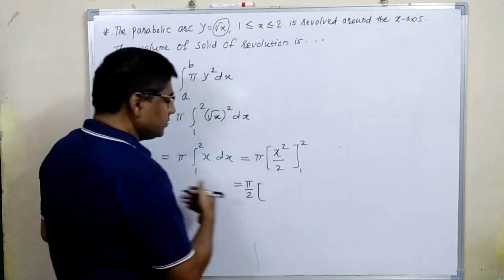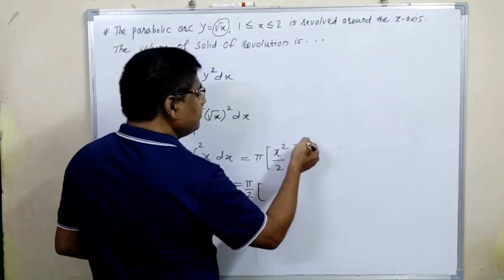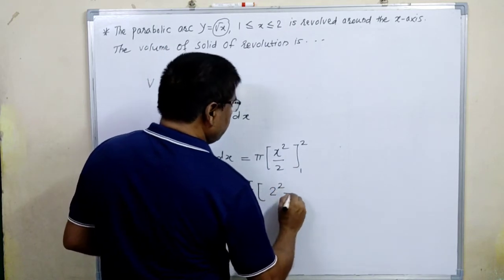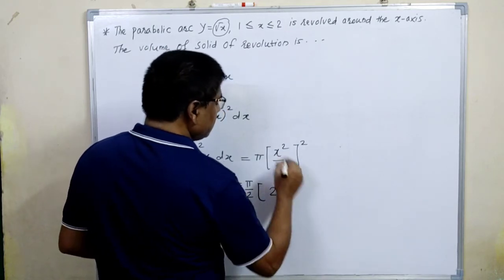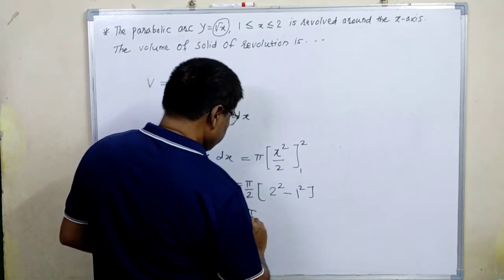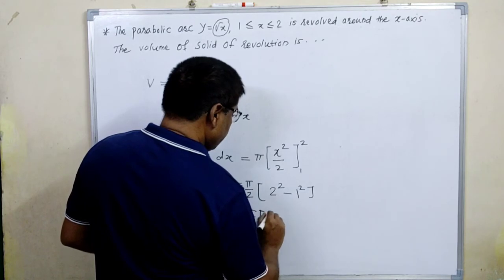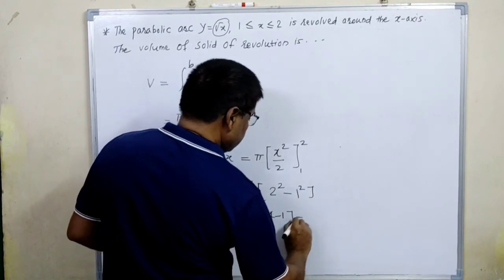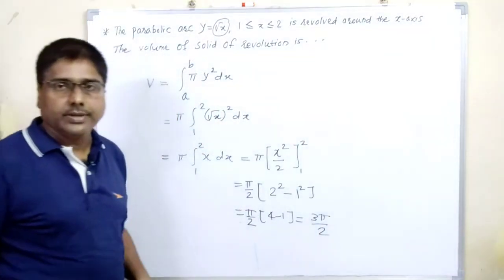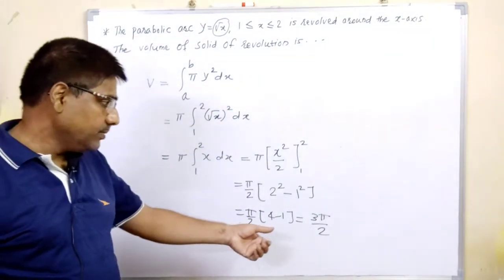You can take this 2 outside, so pi by 2. First put the upper limit, 2 square, minus the lower limit, 1 square. Pi by 2 into 4 minus 1, that is 3 pi by 2, is the answer. This is the volume of the solid of revolution.